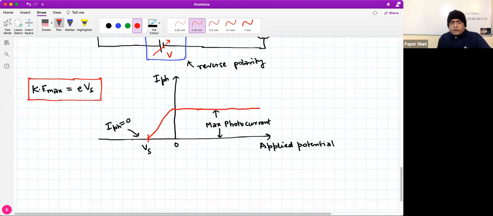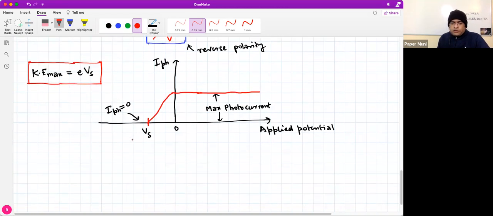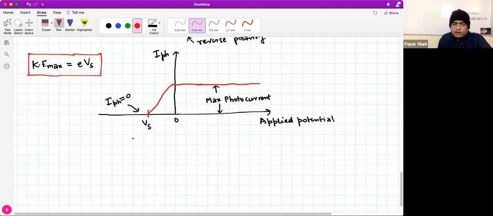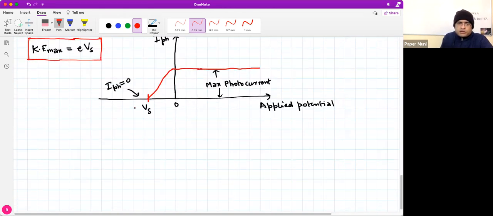All right. So now let's see some of the things. We already described what is happening here. You don't need to write it down again. We just wrote everything we have defined here. Now this is the stopping potential. Okay, this is the stopping potential.